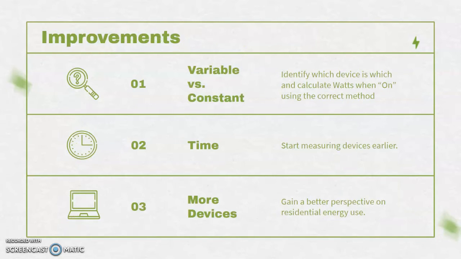If I were to conduct a home energy audit again, there would be 3 things that I would do differently. One is to correctly determine whether a device is variable or constant. Because I wasn't sure which was which, I experienced a few setbacks with my project. Second would be to start earlier and give myself enough time because errors are bound to occur. Third, I would measure more devices to gain a better perspective of how each appliance affects energy usage differently.